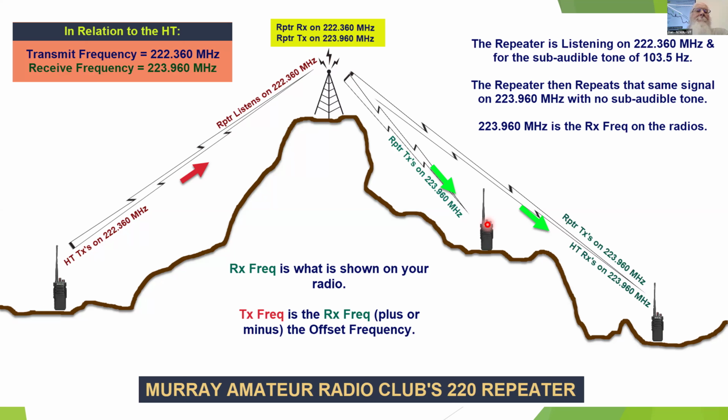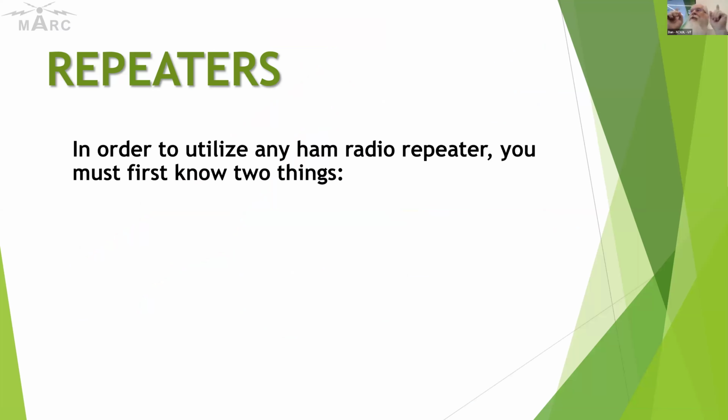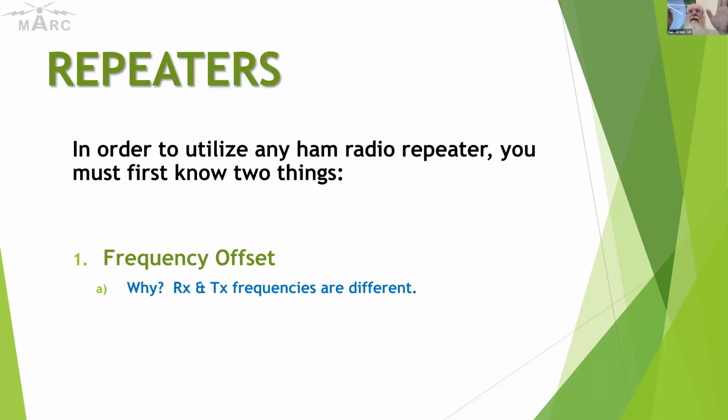Any questions? We could stop right there, and I think we talked about everything. But yet, there's more to talk about. So, in order to use repeaters, there's two things that you have to know, and we've discussed this already. One, we need to know the frequency offset. Why? Because we're transmitting and receiving on different frequencies, right? So that is critical. We also need to know the PL tone. The PL tone is an optional thing. It does not have to be implemented. There are some repeaters, as a matter of fact, that don't require a PL tone. You just talk into it and it'll transmit anything that you feed it.